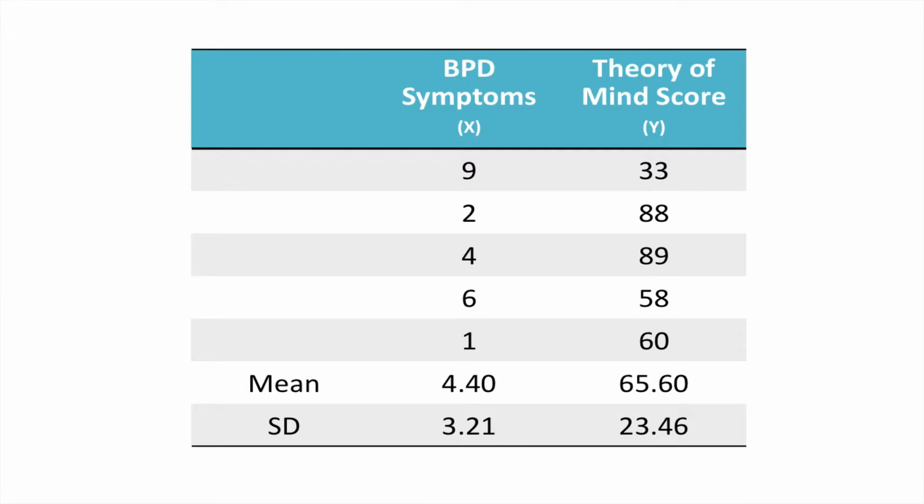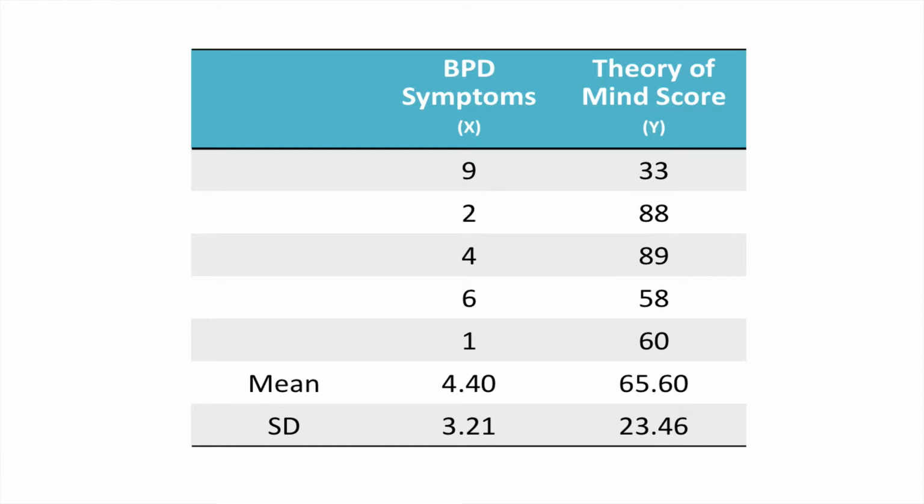So for our BPD symptoms, the mean is 4.4, and for theory of mind, the mean is 65.6. We also need to compute the standard deviation, which in itself is quite laborious, but I have a previous video on that, so I'm not going to go into it. Once we have that data, we can actually start working out our correlation.